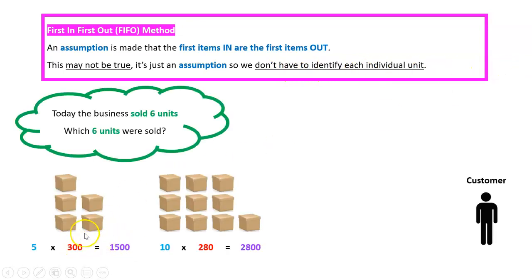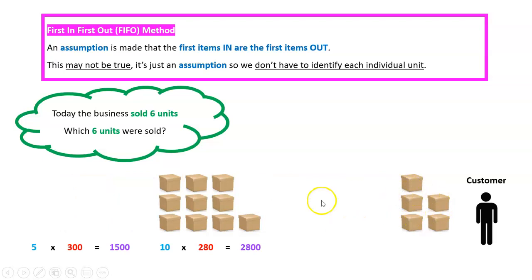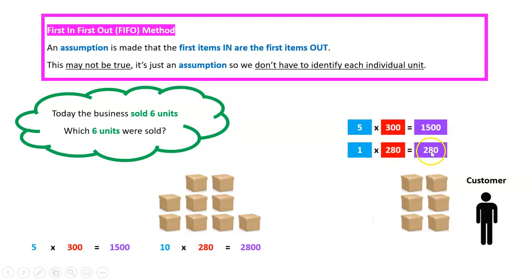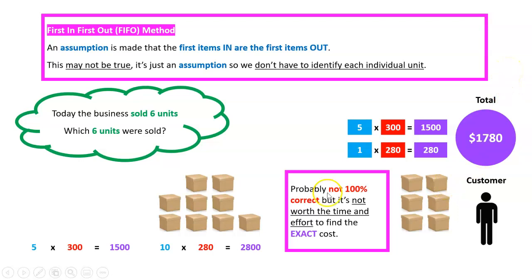So here's what we had. We had 5 at 300. They came in first, and we had the 10 at 280. So this time if a customer wanted 6, we would assume the first 5 were from the 300 pile because they came in first. So we've got 5 times 300 is 1,500, and these are all gone. And then we'll assume if these are the order that they came in, this one here is the first one in that pile. So the customer took that one. That's 1 at 280, for a total of 280. So the total cost of that sale is $1,780. However, that's probably not 100% correct, but it saved me the time and the effort to find the exact cost, and that's why it's really useful.